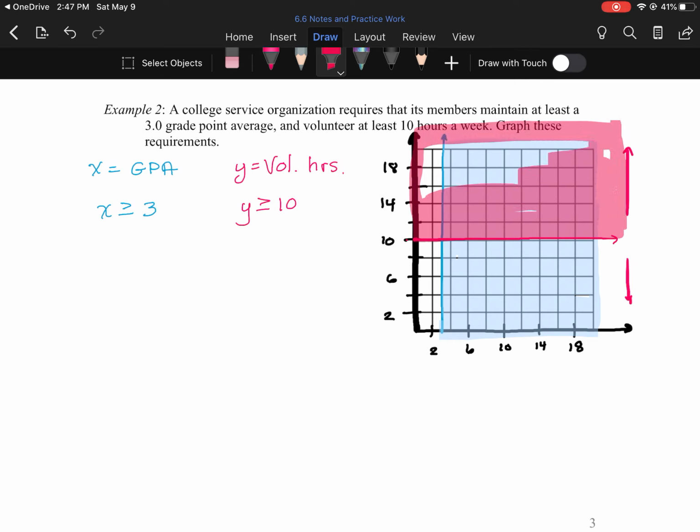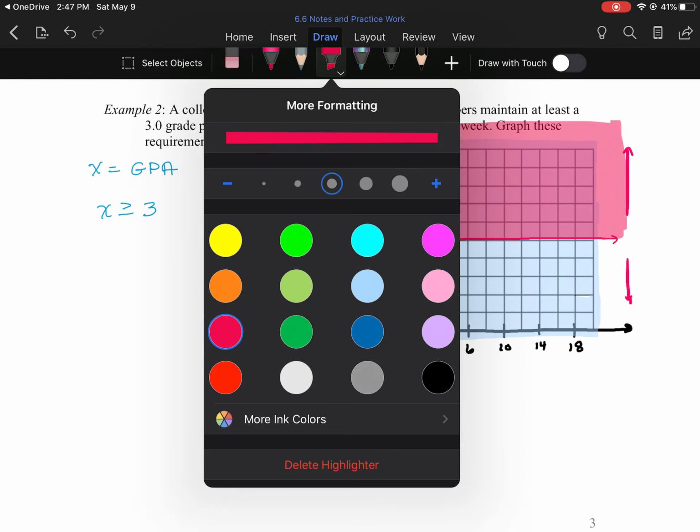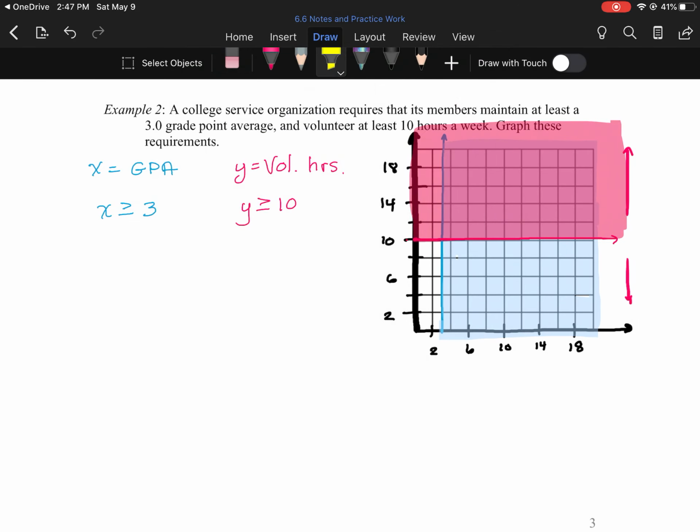So the students, if they want to fit into both of these categories, they have to be in that double shaded region, which is a little bit tricky to see because these highlighters just highlight over one another. So I'm going to take a third color and highlight just that solution region. So the kids who fall in that double highlighted region, in this case the yellow area, those are the students that would fall into that service organization's requirements.